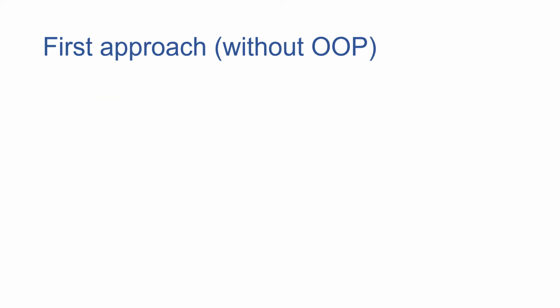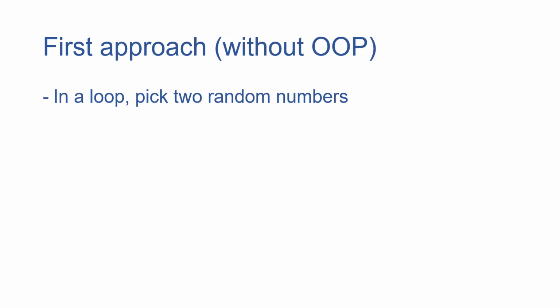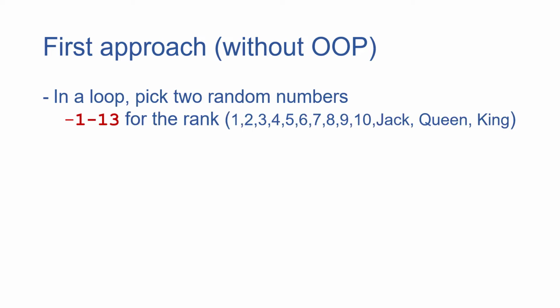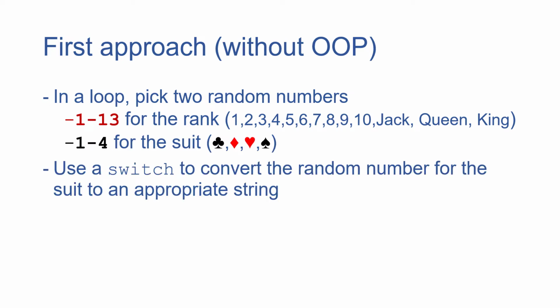So our first approach, without using object-oriented programming: in a loop we're going to pick 2 random numbers. We'll pick a random number from 1 to 13 for the rank and 1 through 4 for the suit. Now we're going to use a switch to convert the random number for the suit into an appropriate string. So we don't want to print out, you've picked a 7 of 2s. We want to say you've picked a 7 of clubs, a 4 of diamonds, and so forth. So we'll use a switch to take that number and convert it to a string. And for now, we're going to ignore the strings for the appropriate rank. We'll deal with that later. Once we've done that, we'll print each card, and that'll be our first attempt.